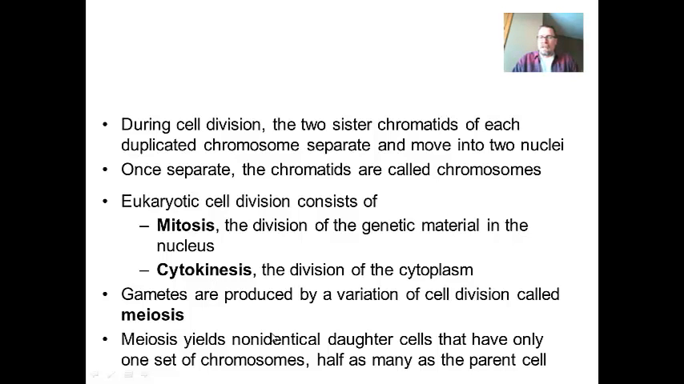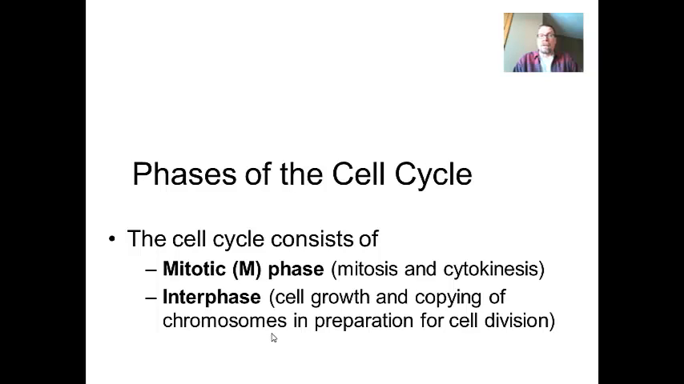Gametes, we said, go through meiosis, which does not yield identical cells. We'll talk about that when we talk about meiosis. Okay, so here are the phases. The two phases are interphase and the mitotic phase. And we've given you an idea of the mitotic phase. What's important is preserving the integrity and making sure each cell has the full complement of DNA.